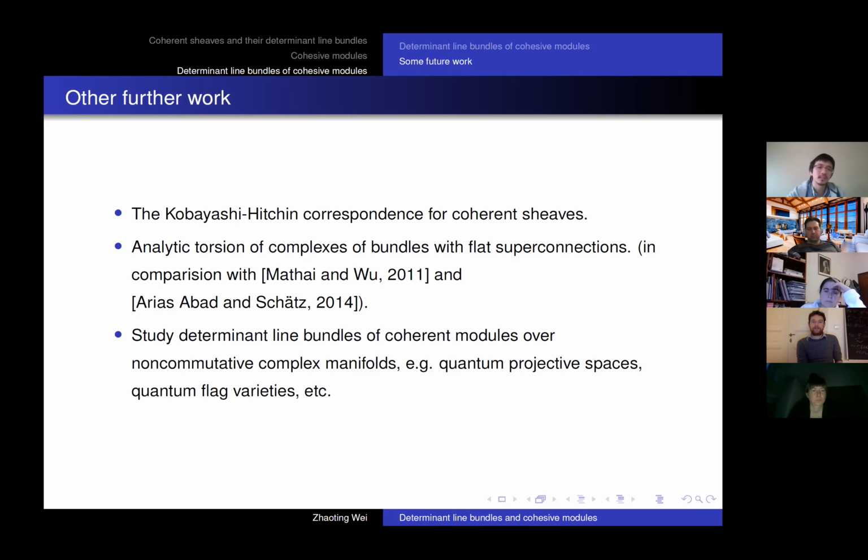So anyway, the tori case maybe is within our reach. Yes, maybe in the near future we can do it. The tori case, but the quantum projective space, that's a really interesting part, I think. But more difficult, much more difficult.